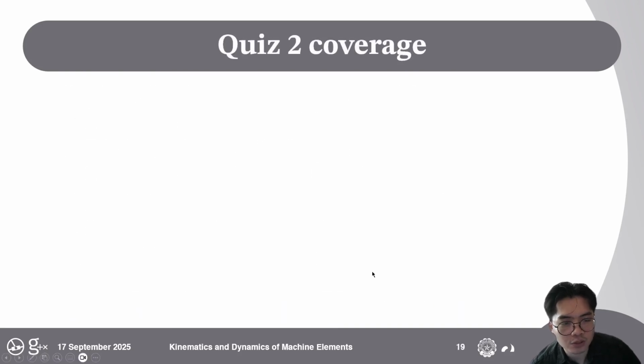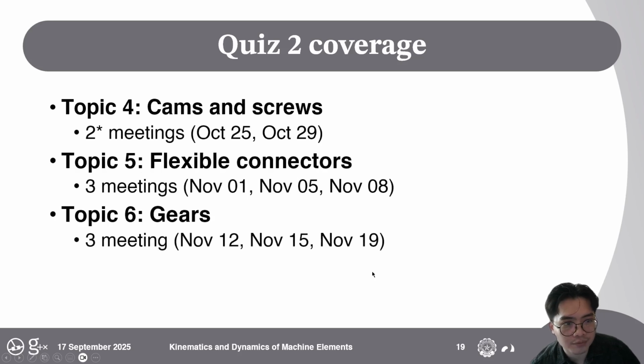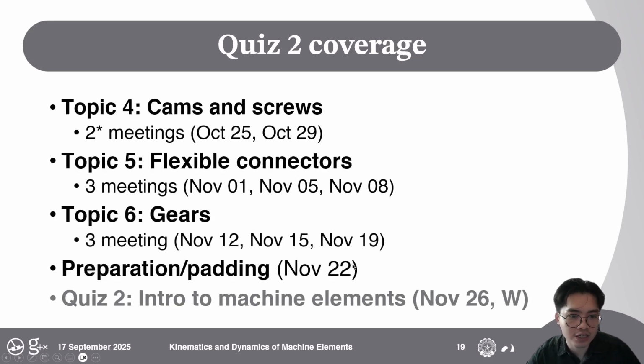Okay? And for your quiz 2 coverage, we will talk about these things, right? This is the machine elements quiz, right? That will be, if everything is supposed to go according to plan, November 26th. This is literally like the Wednesday before finals week, right? This is week 13 Wednesday.